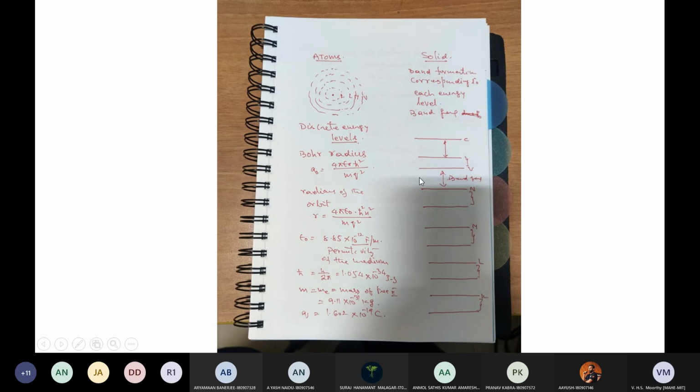Then very close to, once we come to the Fermi level.